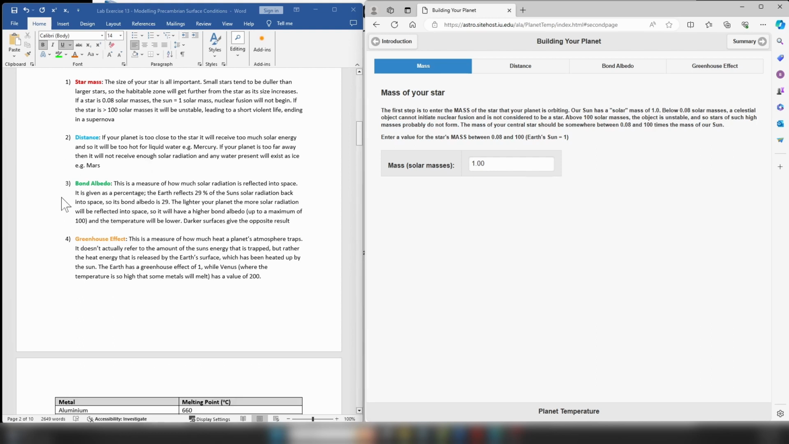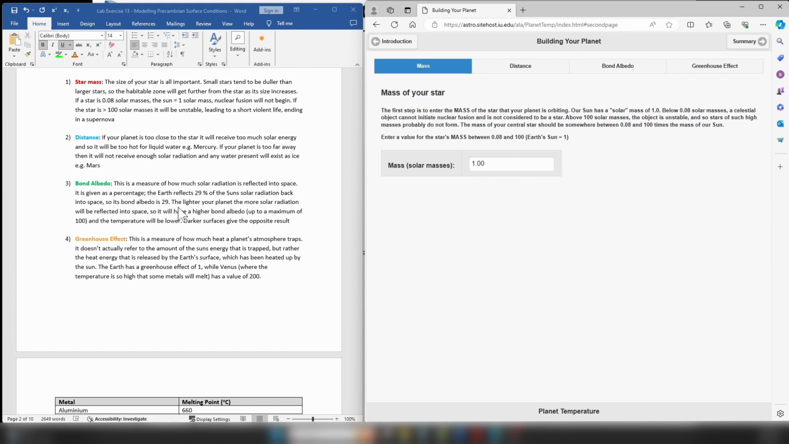So the third variable we're looking at is bond albedo, and this measures how much solar radiation is reflected back into space by your planet. It's given as a percentage, so it's between 0 and 100. In terms of the Earth, the bond albedo is 29%. And so this means that 29% of the solar radiation is reflected back into space, with the remainder being retained in the Earth's surface and in the atmosphere.